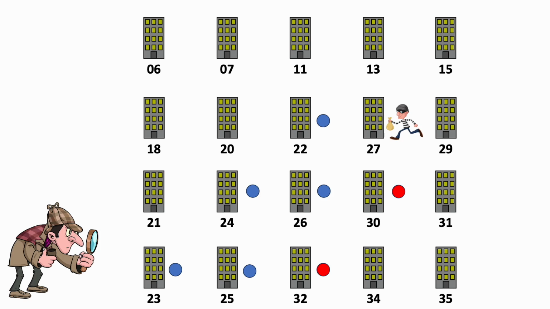Here we are in 22. So again we are looking for 27, which is greater than 22. So visit the next building. Here we go, we found him. Gotcha. So this is the optimized way.